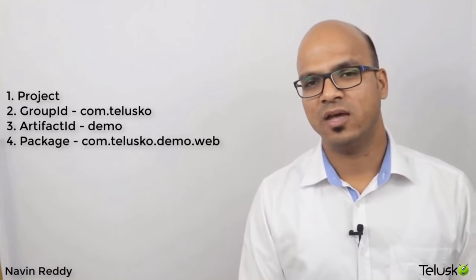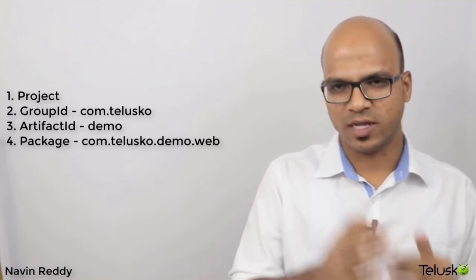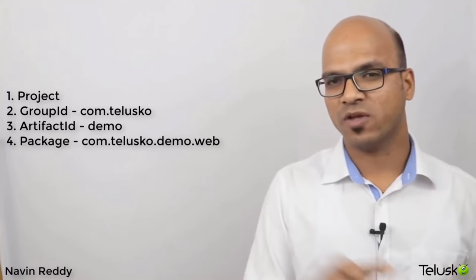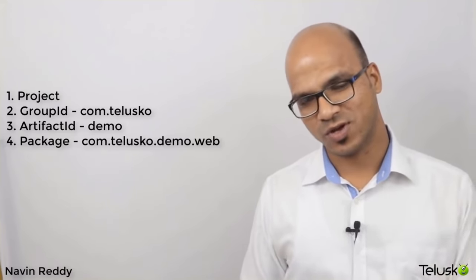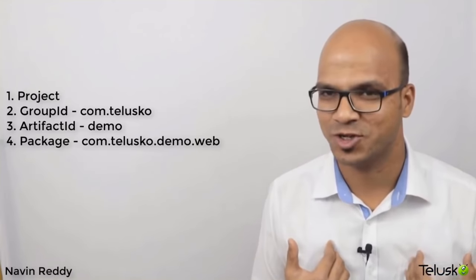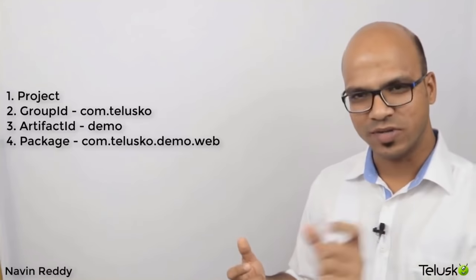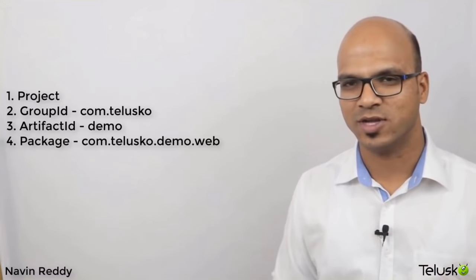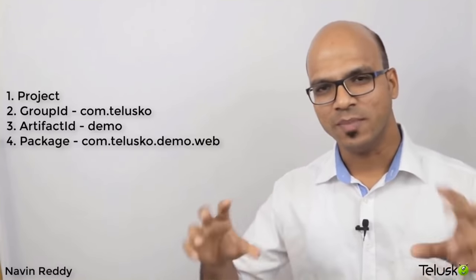Example, let's say I'm making a project and I'm working for Telusko. So it would be com.telusko. That's my group ID. All the projects we build will be a part of com.telusko, and the project is, let's say, demo. So now we have com.telusko.demo. And of course, we have to make sure that we are not creating the demo project once again, right? So that's your artifact ID, which is demo, and your group ID is com.telusko. Again, you can use the same thing as your package name. You can say com.telusko.demo.web. That's your package name. So you have to remember these terms and Maven will become very easy to you.